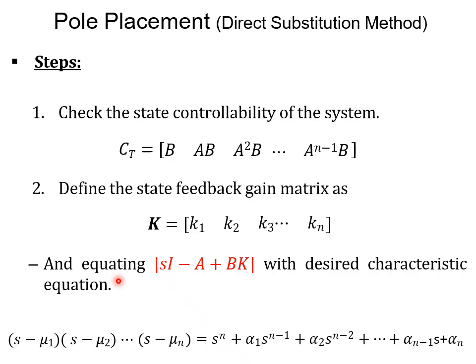Then we get the equation sI minus A plus BK. A minus BK is the alternative or the substitute for A from the last lecture for state space representation.